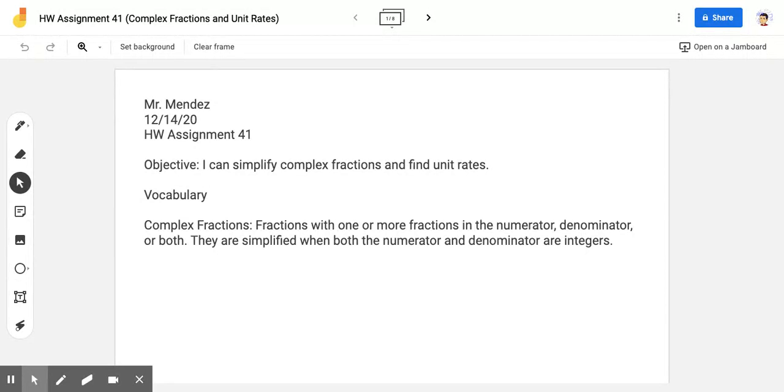An example of a complex fraction could be 2/5 over 3/4, or any time that you will have a fraction in your numerator or denominator. This is an example where we have both, but any of these are complex fractions. I'll give you other ones.